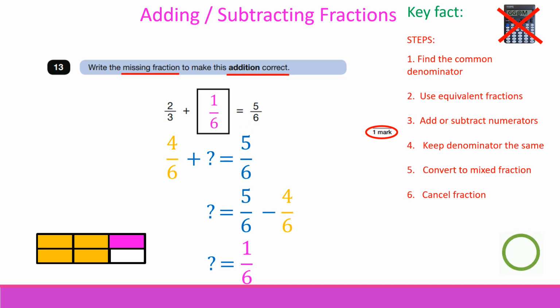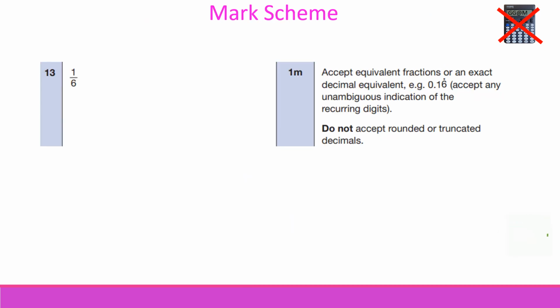If you got this correct, give yourself a big tick. Great work. Well done. The mark scheme on this question shows the answer is 1/6. 1M means 1 method mark. It does say on the right hand side that accept equivalent fractions or any exact decimal. So 0.16 recurring, which means 0.166666 with loads of 6 afterwards, will be given as a correct answer.